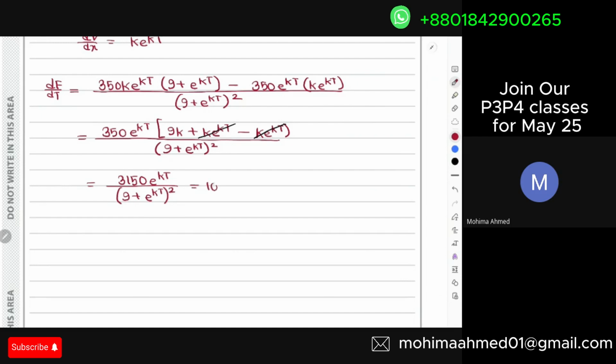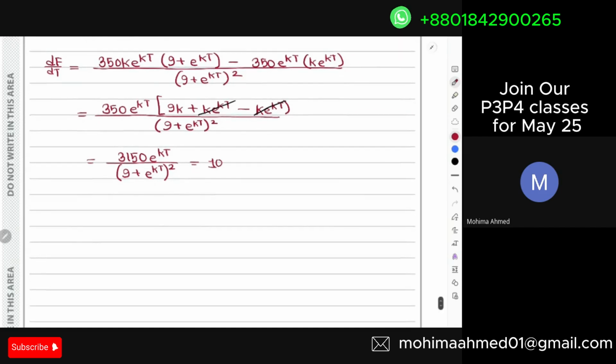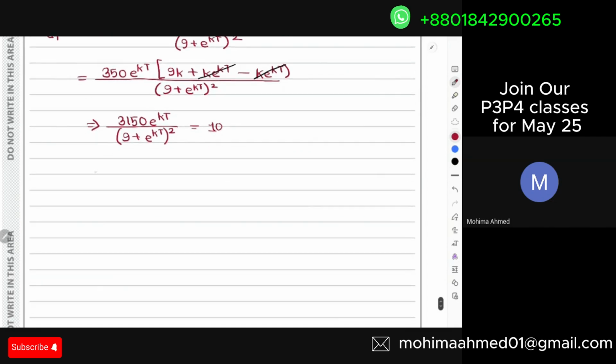And this was equals to 10. It was given in the question that the fruit fly is increasing per day, the increasing rate was 10 per day, right? That means this df by dt was given as 10. So if df by dt is given as 10, let me take this denominator to the right hand side. So you get 350 e power kt equals 10 times (9 plus e power kt).